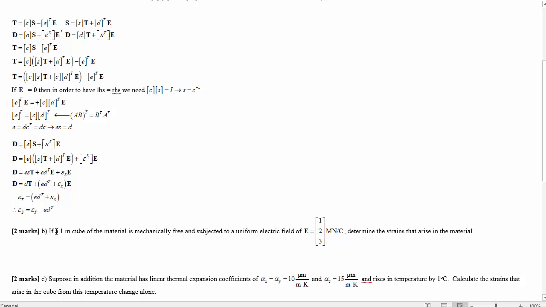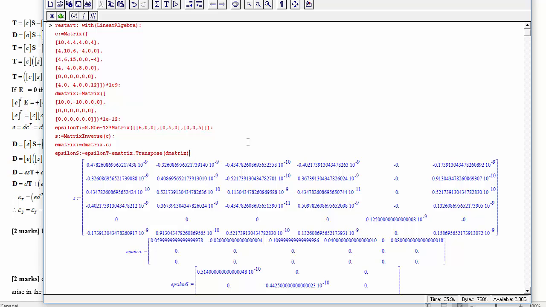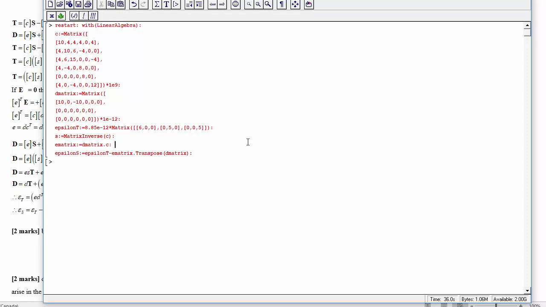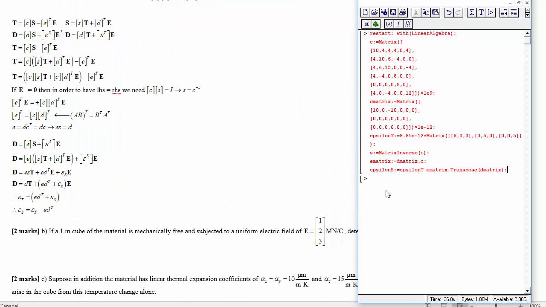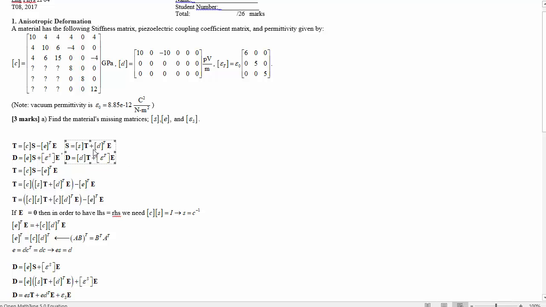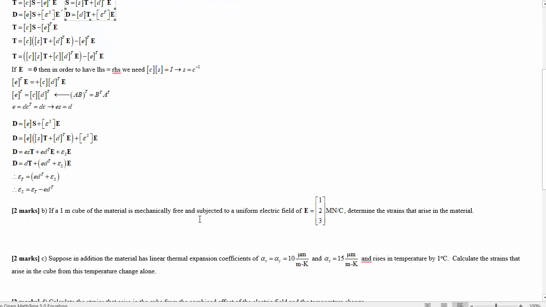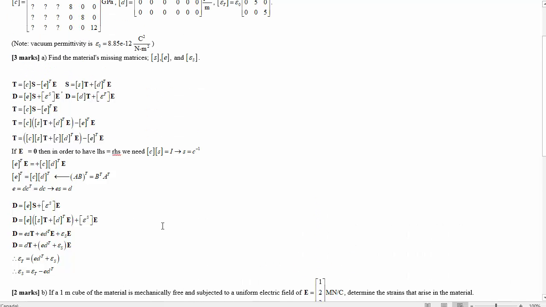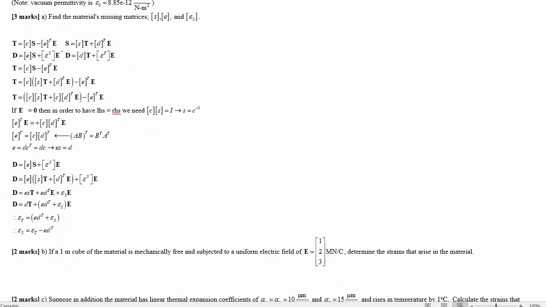All right, the next part says if a 1 meter cube of this is mechanically free and subjected to a uniform electric field of this, figure out the strains that arise in the material. And now that we have everything in the computer algebra system here, this is pretty simple to do. So we can figure out the strains by using an appropriate piezoelectric equation. The best one is going to be this first one here. They tell us mechanically free, that means T is equal to 0. And they tell us that the electric field is this. So let's put that in.